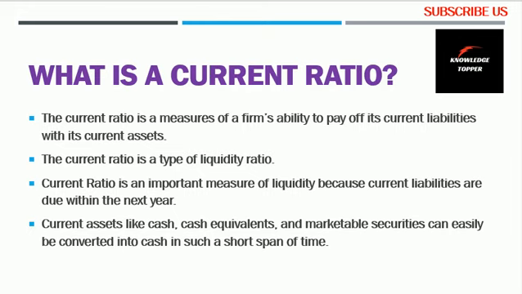As written on your screen, the current ratio is a measure of a firm's ability to pay off its current liabilities with its current assets. The current ratio is a type of liquidity ratio. It is an important measure of liquidity because current liabilities are due within the next year. Current assets like cash and cash equivalents and marketable securities can easily be converted into cash in such a short span of time.